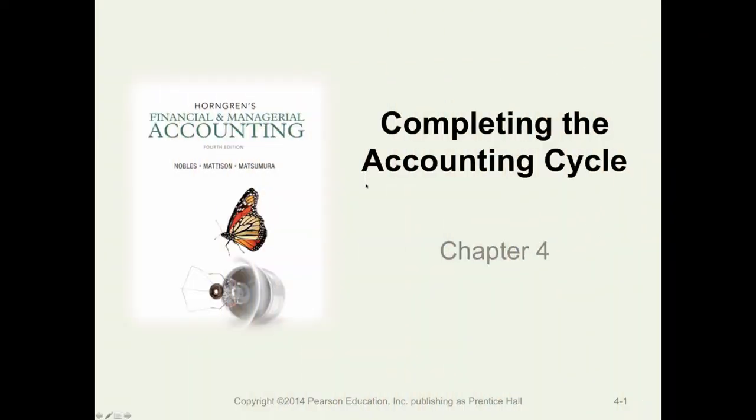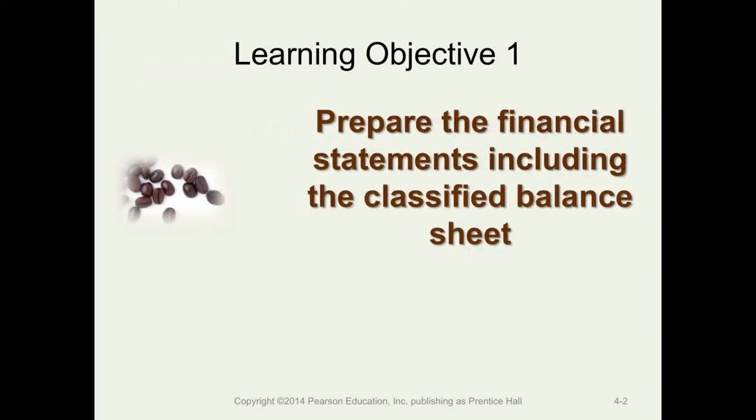We're going to begin Chapter 4. Chapter 4, as you can see, is going to deal with the completion of the accounting cycle. So far, we've gone through several components of the cycle, and this will complete the accounting cycle from the bookkeeping perspective. The first learning objective of the first module regarding the completion of the accounting cycle is the preparation of the financial statements, as well as we're going to spend some time focusing on this classified balance sheet.